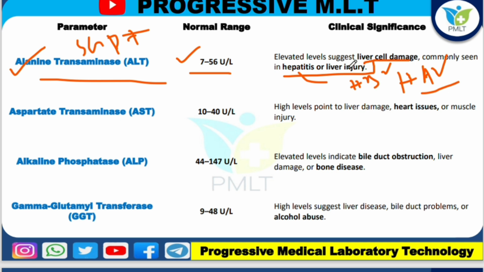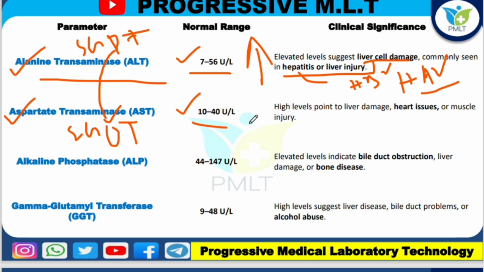elevated. After that, aspartate transaminase, which we can also call SGOT, right? Here only the T is replaced with O. The normal range is 10 to 40 international units per liter. A high level mainly indicates liver disease and heart-related disease.